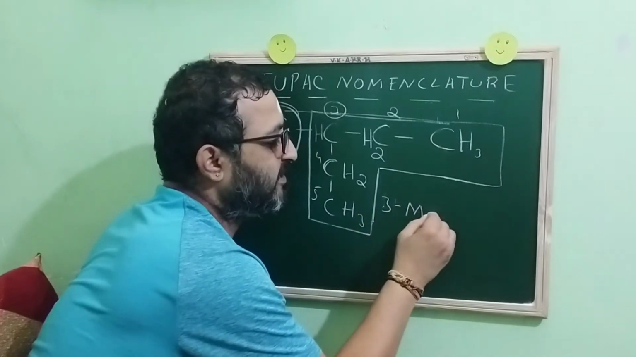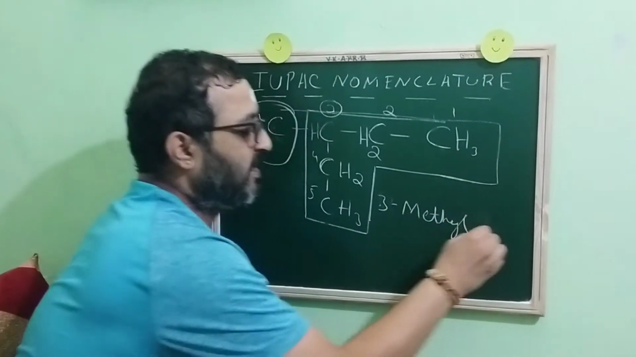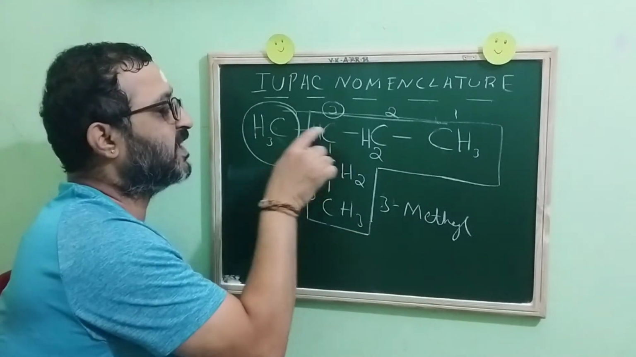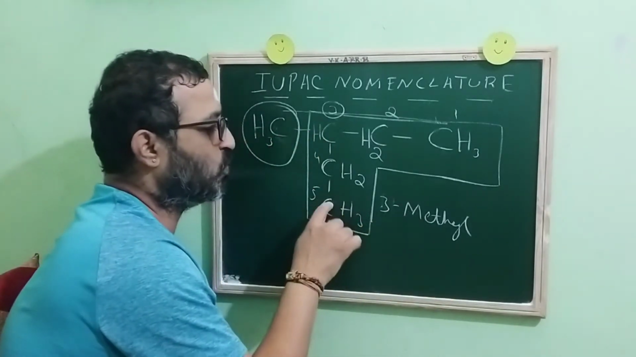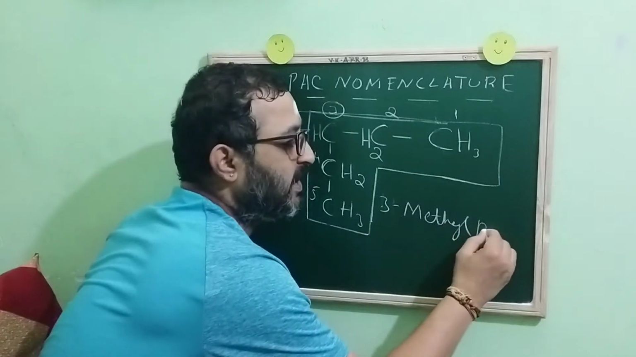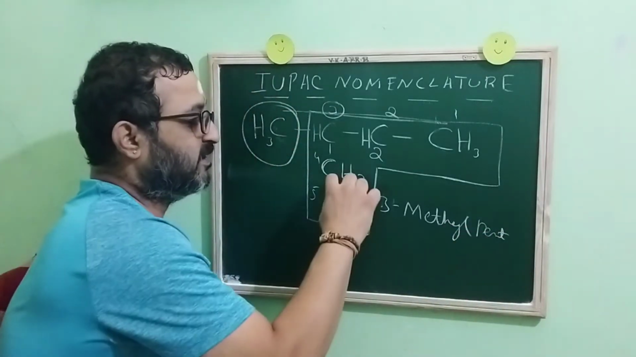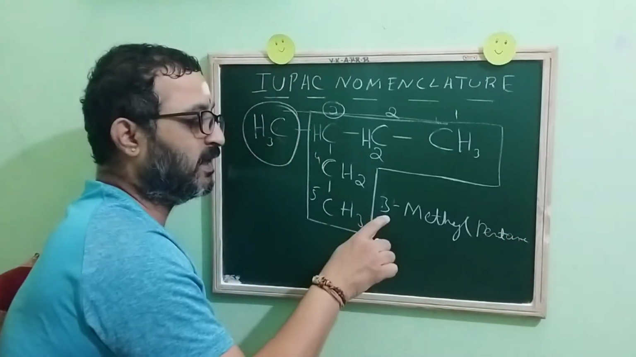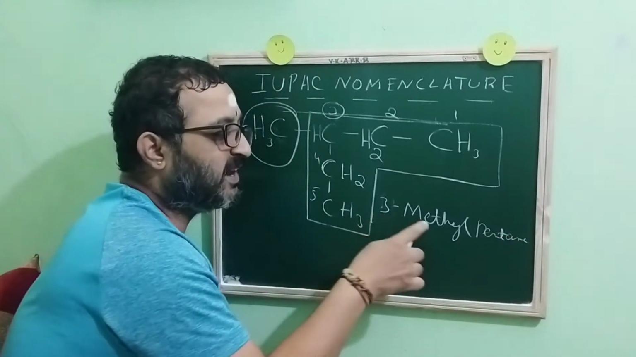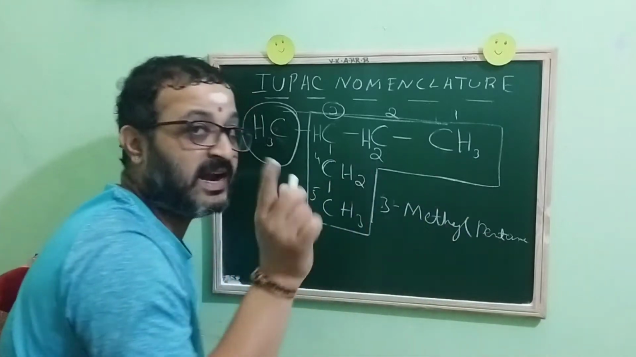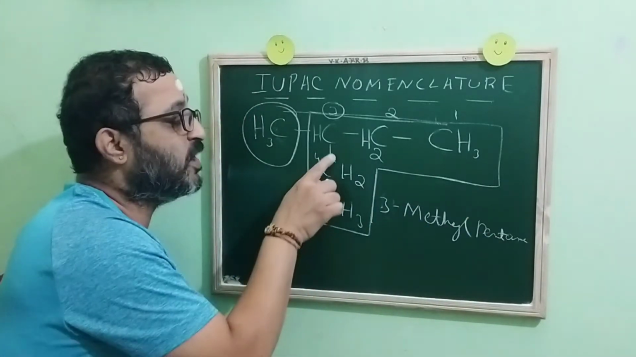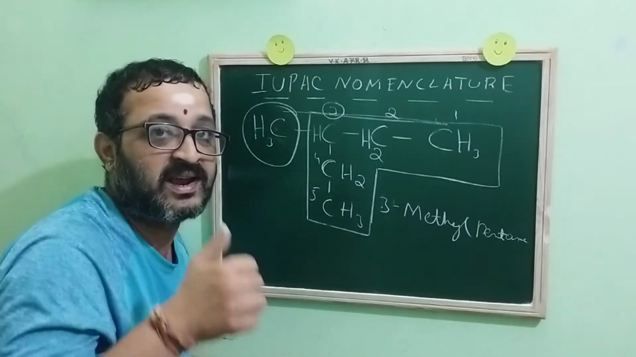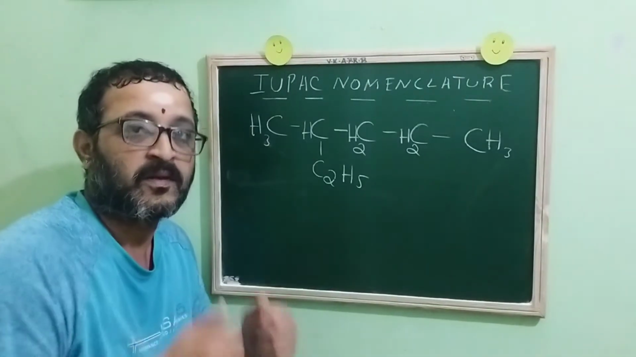So, the name of this compound is what, children? It is 3-methyl. That is, at the third carbon a methyl is attached. Root word for 1, 2, 3, 4, 5 is pent. Single bonds, so it is ane. So, the name of this compound is 3-methyl pentane. It is not what, children? 2-ethyl butane. Clear, children? Okay, children.